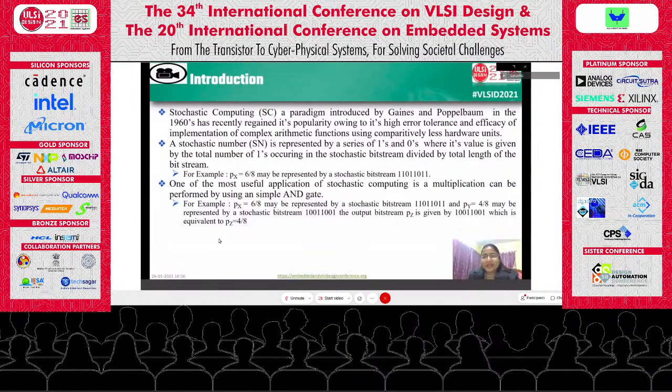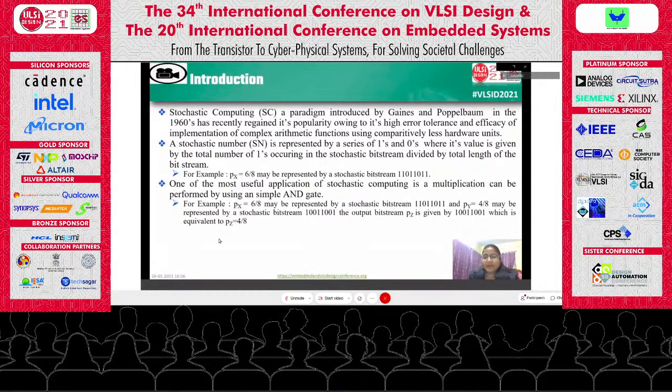In SC, a number is represented in a string of ones and zeros, where the numerical value is given by the total number of ones occurring in the bit stream divided by the length of the stochastic bit stream. For example, a number within the range, which is obviously 6 by 8, can be represented using the bit stream 11011011. There can be several other representations of it. That means a shuffling of the positions of 1 and 0 is permitted.